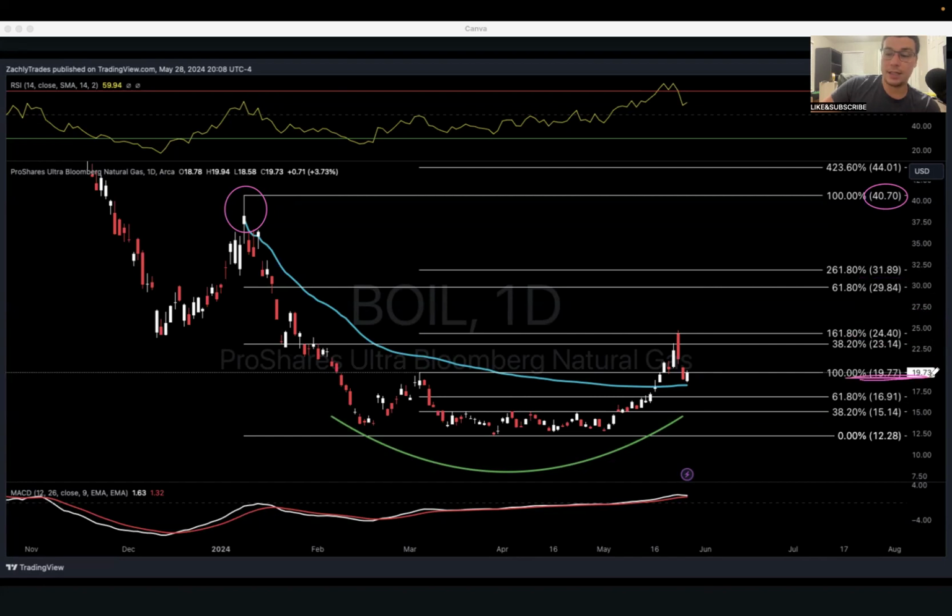If we stay below 19.77, we really want to stay above that anchored VWAP. So remember, anchor that VWAP to the date in the beginning of the year when we topped out at $40.70. If we start trading below there, things aren't going to look good for Boyle. That's going to be a sign that sellers are back in profit, the average bull is back underwater. And if they've been underwater for the entire year and they missed their chance to take profit, there's a good chance you could see panic selling. All right, so keep that in mind.